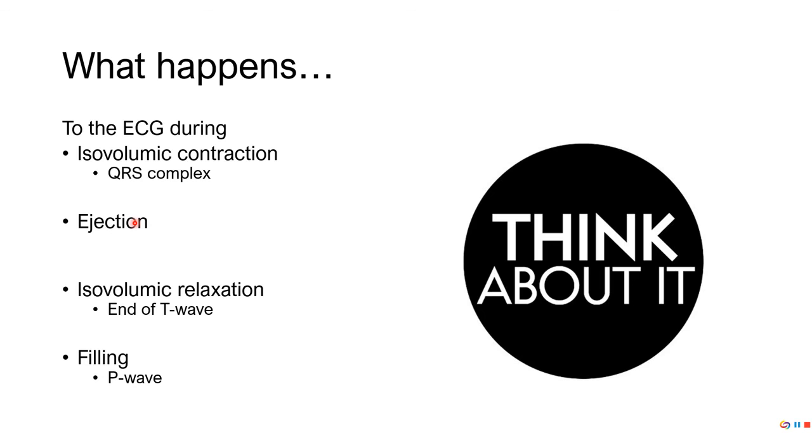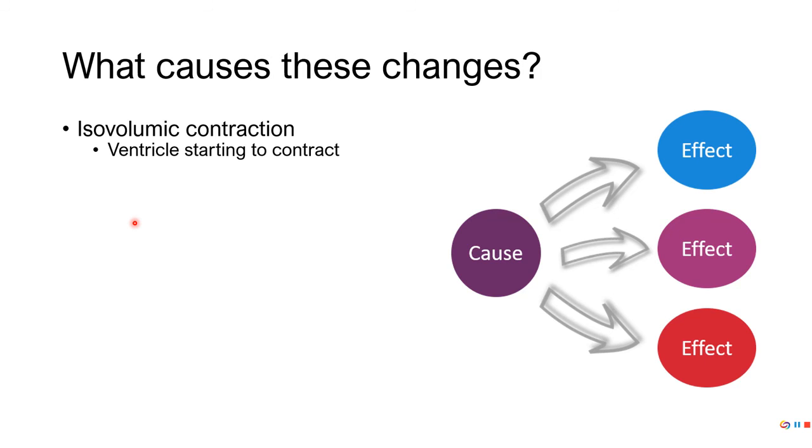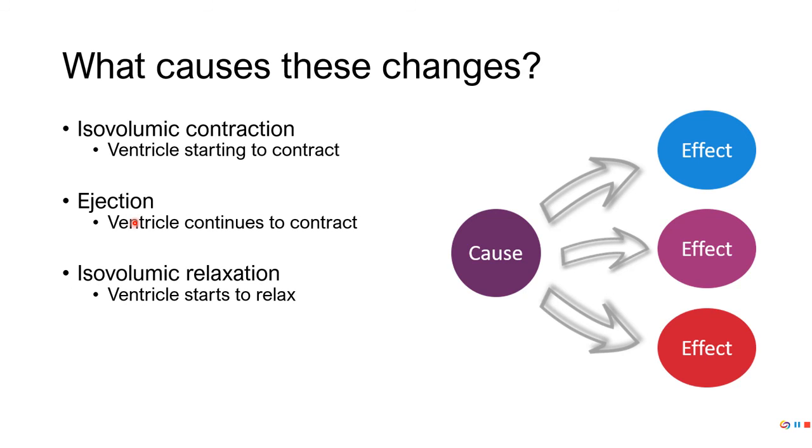So what's causing these changes? Well, isovolumic contraction, the ventricle starting to contract. During ejection, the ventricle is contracting. The isovolumic relaxation, that's when the ventricle starts to relax. And filling, the atrium is contracting. Okay, so that's where the P wave is occurring.